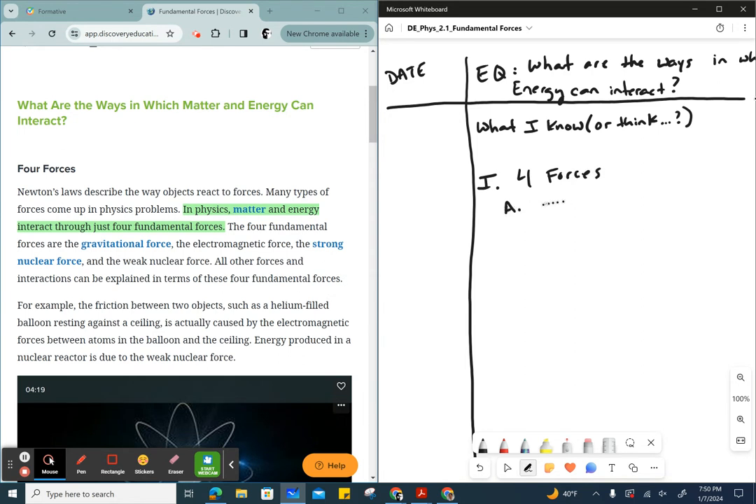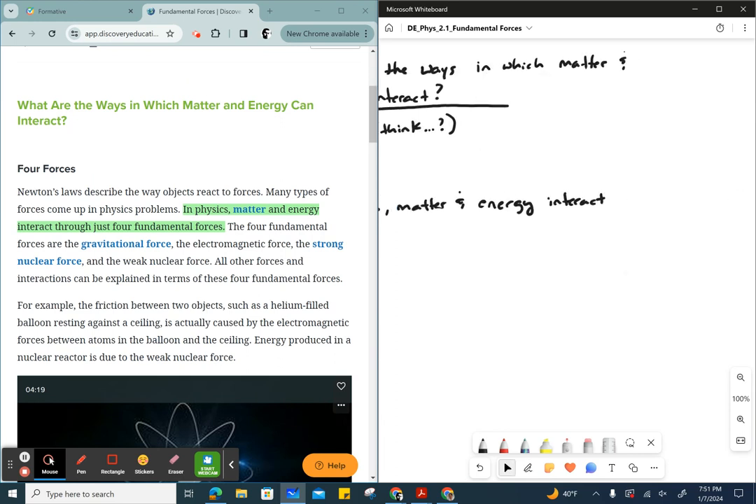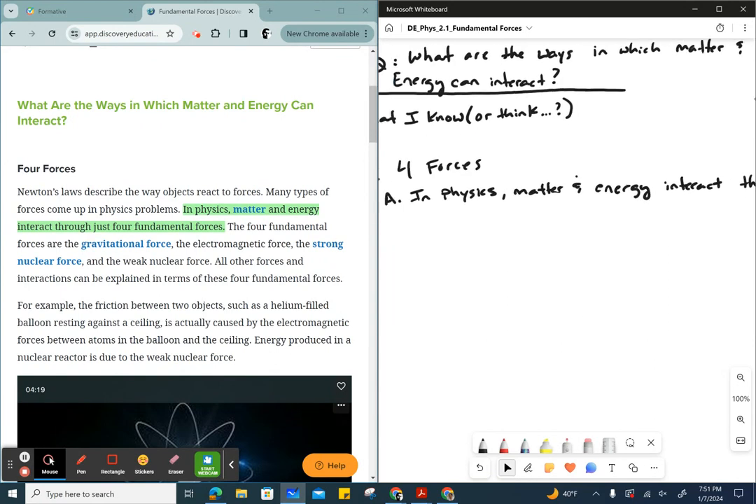So capital A. In physics, and that's what we're talking about right now, matter and energy interact through just 4 fundamental forces.